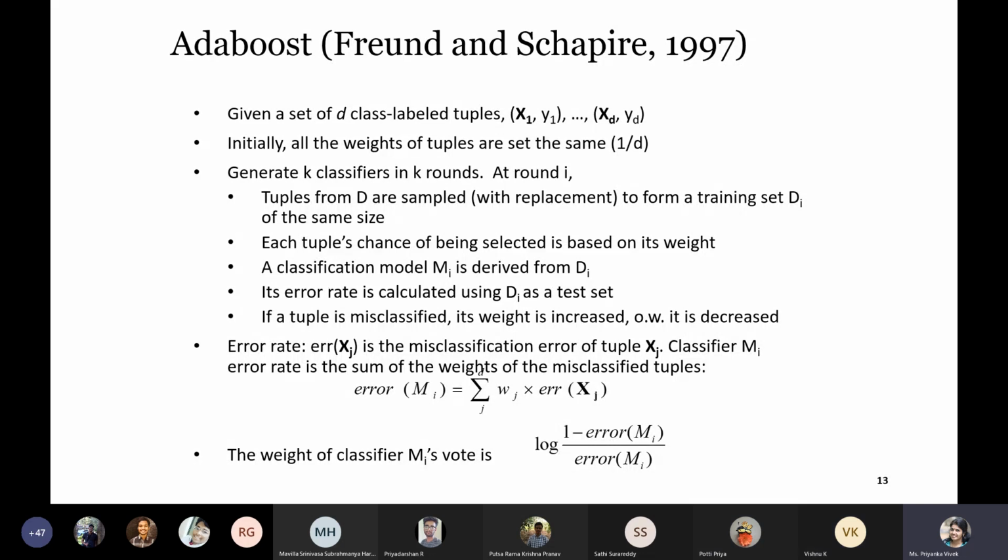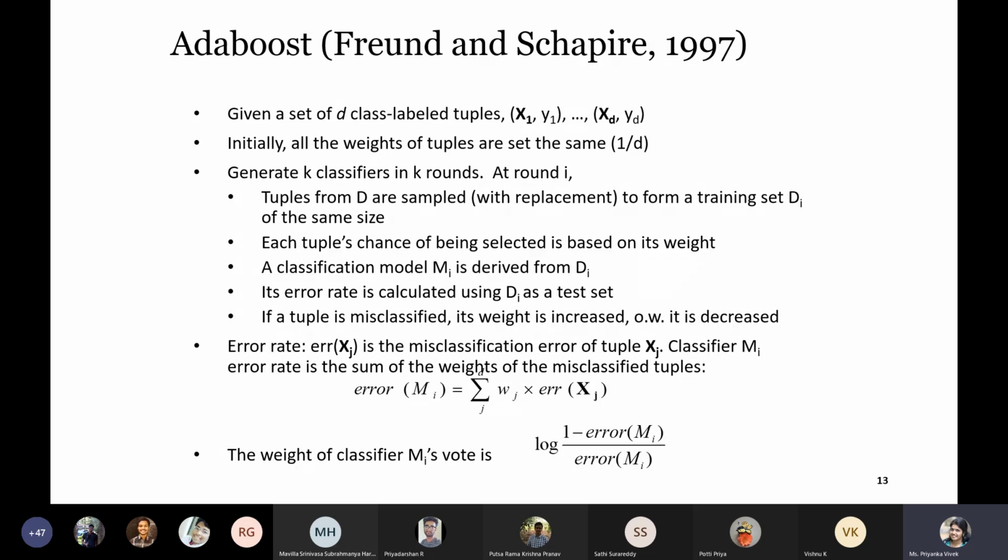Okay. So we have an algorithm called AdaBoost, which is adaptive boosting. What we have to do is, say we have D number of instances. Initially, the weights of all the instances are 1 by D. Equal weightage for all instances, because we don't know which is misclassified. So initially everything has equal weightage.